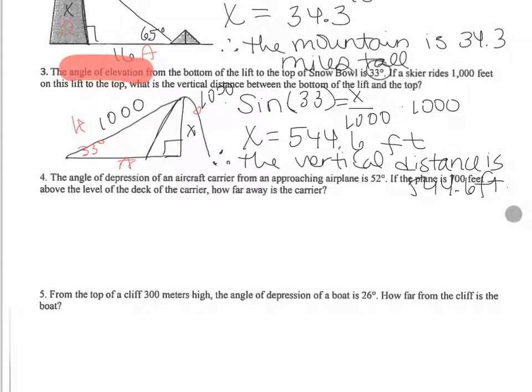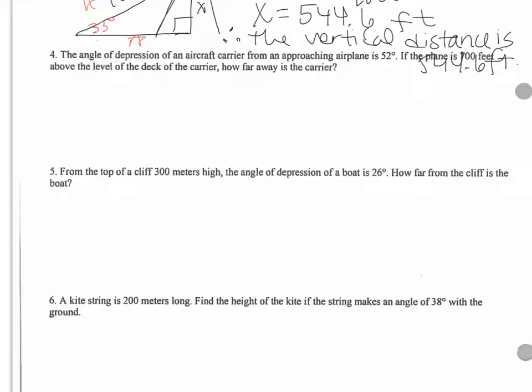Okay. So I want you to go ahead and pause this video. I want you to try number 4 and then unpause it, and let's see if you get the right answer. Okay. So it says the angle of depression of an aircraft carrier from an approaching airplane is 52 degrees. If the plane is 700 feet above the level of the deck of the carrier, how far is the carrier?